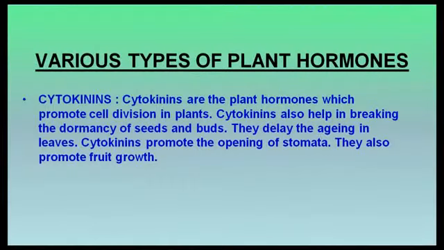Cytokinins. They are the plant hormones which promote cell division in plants. Cytokinins also help in breaking the dormancy of seeds and buds. They delay the aging in leaves. Cytokinins promote the opening of stomata. They also promote fruit growth.